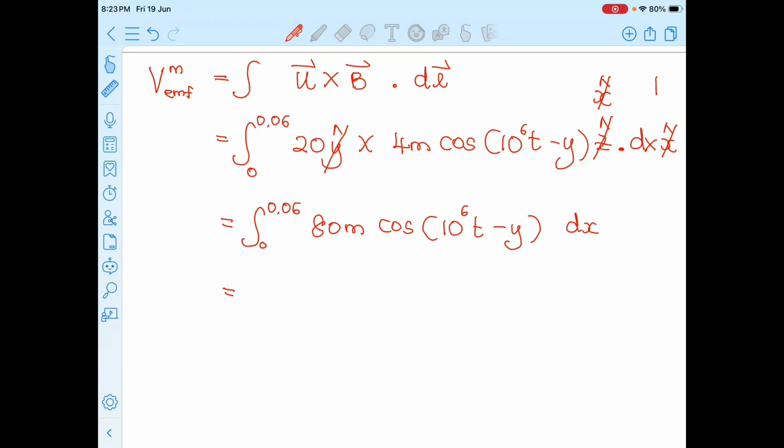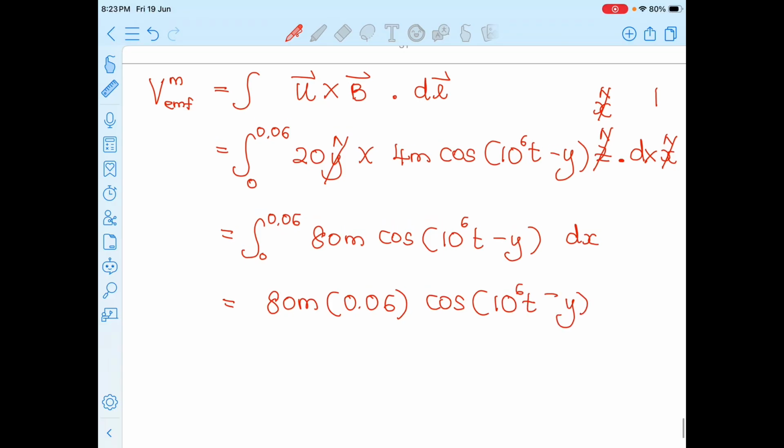So you multiply this 80 milli with the 0.06 after the integration. Okay, so you have cos 10 power 6t minus y. Right, so 80 multiply 0.06, so you have 4.8 milli cos 10 power 6t minus y.